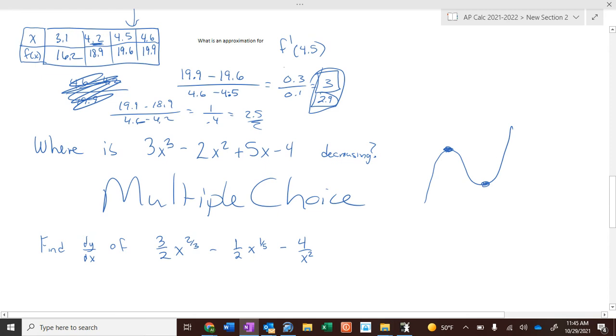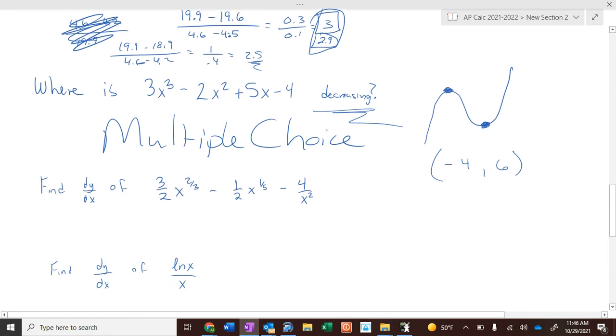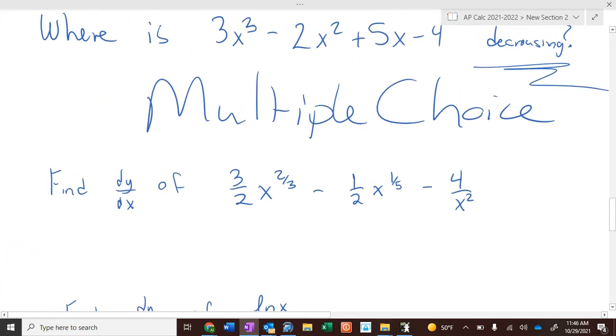Okay? And we've got to find where it's decreasing. The one on the test is easier when you graph it. I'm just asking, where is this decreasing? From like -4 to 6. Yeah, like that. And actually, you should have parentheses, not brackets, because right here it's not decreasing or increasing, its slope is 0. Okay, find the first derivative of this function.